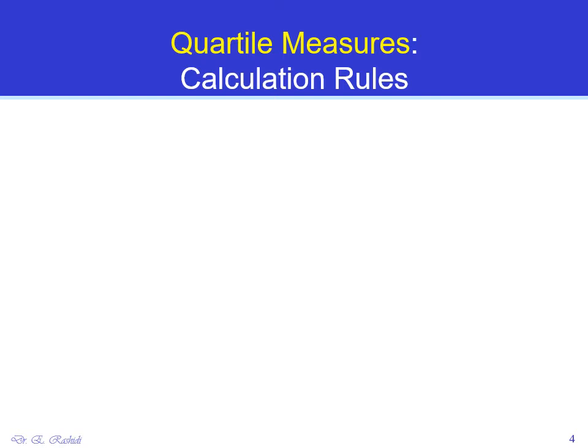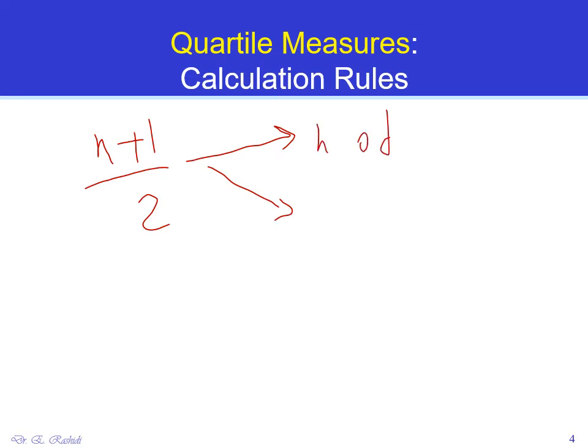Quartile measures calculation rules. Remember we had a rule in finding the median using the formula n plus 1 divided by 2 to find the position of the median. We had different rules if n was odd or n was even, right? We actually have similar rules for computing and finding Q1 and Q3 as well. Let's see those.